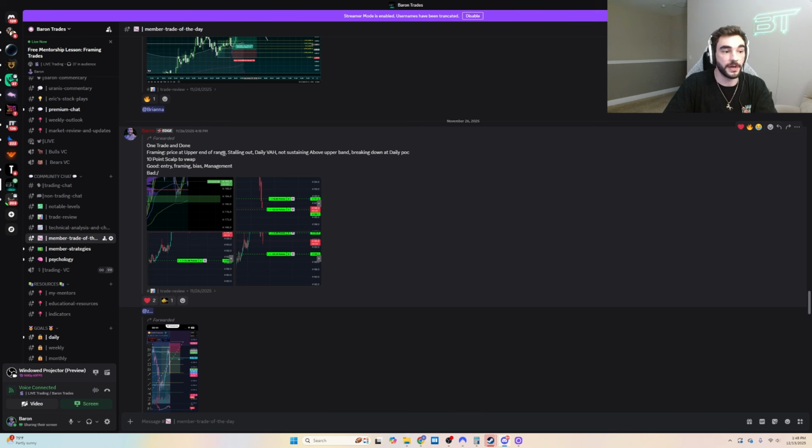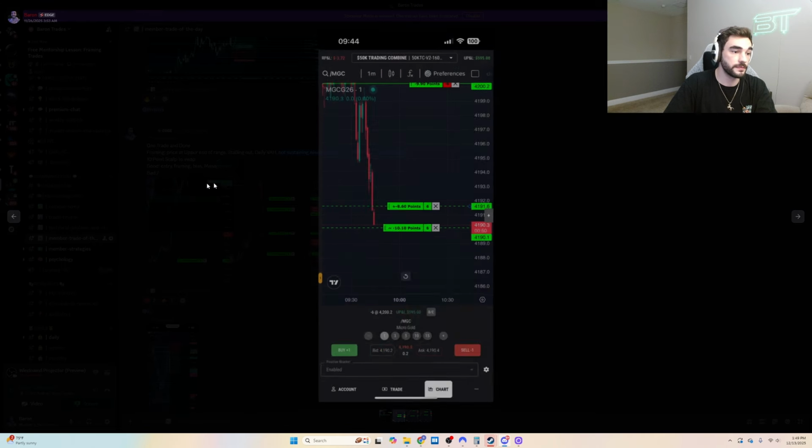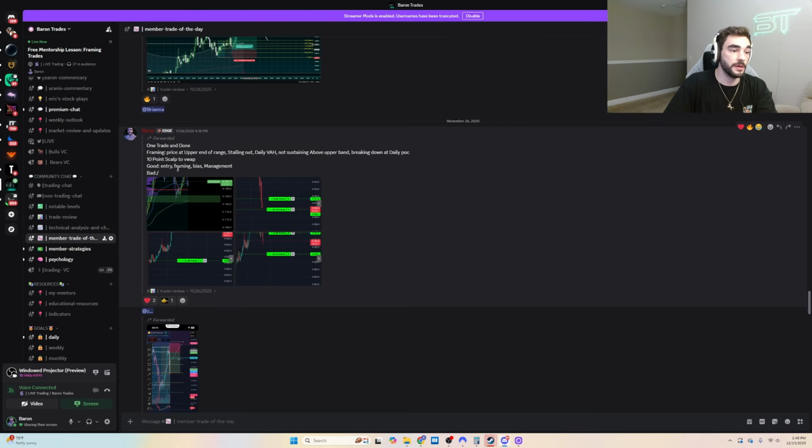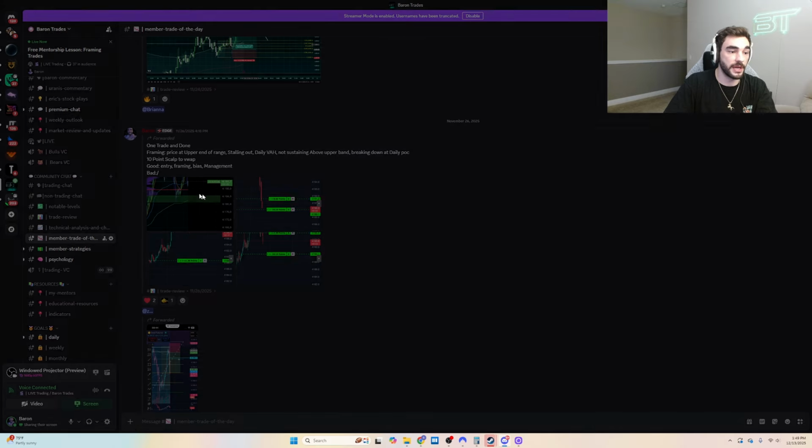So he's identifying where we are at in the range. Price was stalling out. Daily value area high, that's his location. Not sustaining above upper band. Breaking down at daily POC. 10-point scalp to VWAP. Good entry framing bias management.